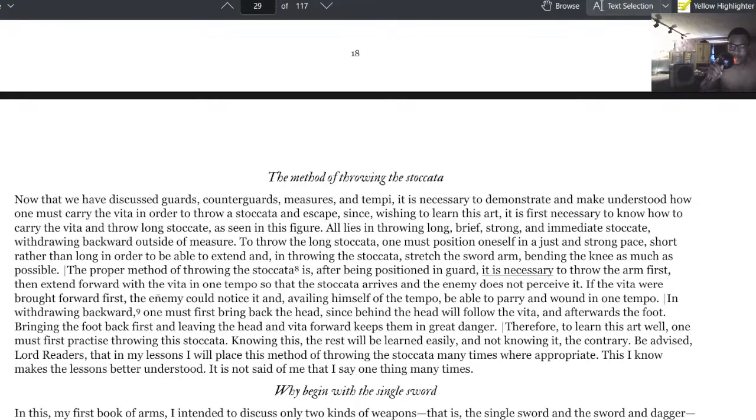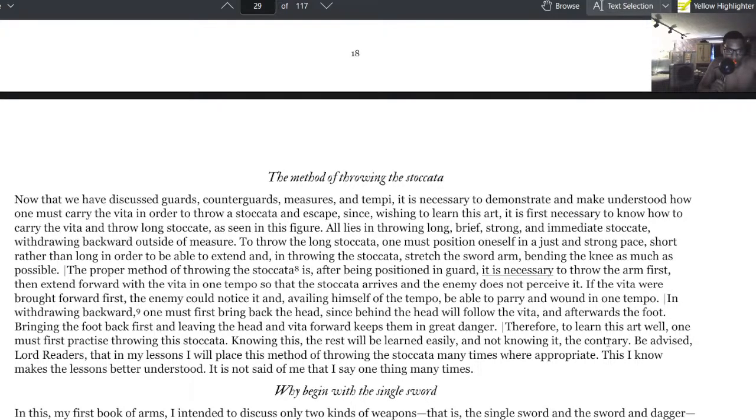If the vita were brought forward first, the enemy would notice it, and availing himself of the tempo, be able to parry and wound in one tempo. In withdrawing backward, one must first bring back the head, since behind the head will follow the vita, and afterwards the foot. Bringing the foot back first and leaving the head and vita forward keeps them in great danger.